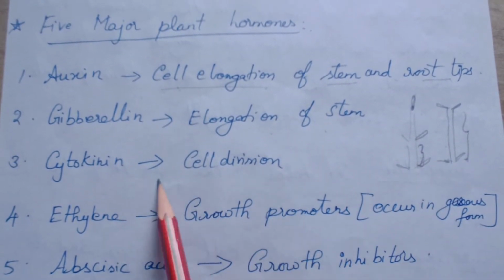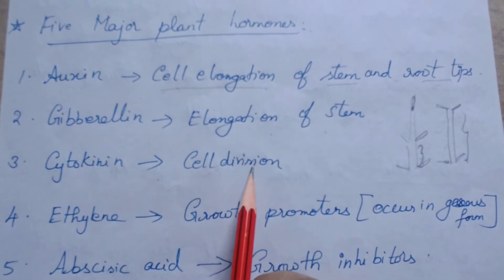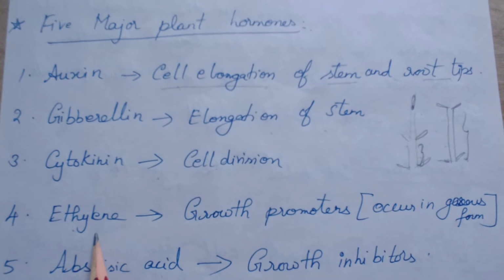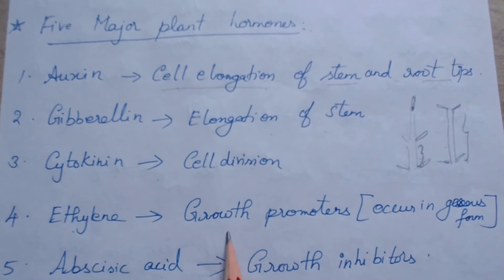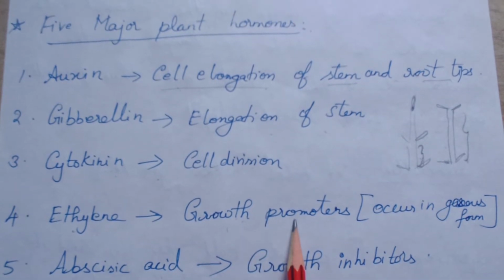Who will produce the new cell? Cytokinin. Okay, cytokinin helps in cell division. And ethylene acts as a growth promoter. It helps in the growth of the plant as well as inhibiting the growth of the plant. It occurs in gaseous form. Ethylene gas will be produced.